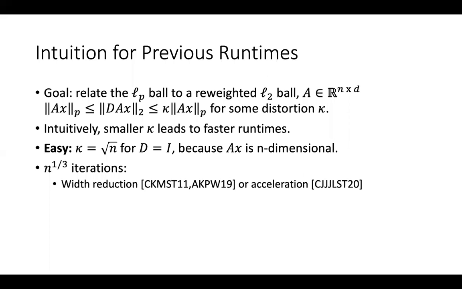As for where the 1/3 comes from, it's been seen to come from either width reduction ideas, like multiplicative weights and width reduction, introduced by CKMST in 2011, or more recently also done for p-norm regression precisely by AKPW. Also more recently, it's been seen to be kind of equivalent or similar to acceleration. Some work.